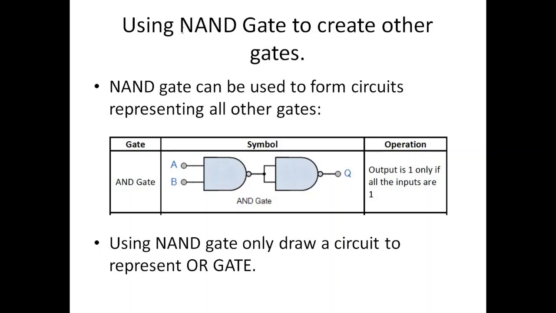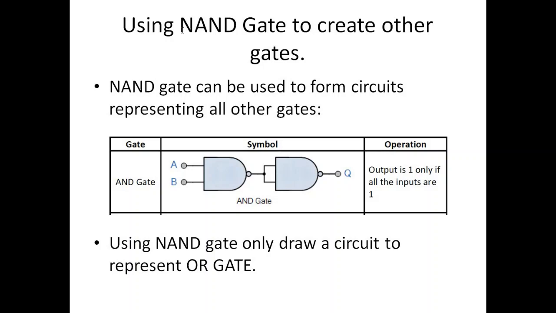Now another thing which we have in this chapter is that you can use a NAND gate in order to represent each of the primary gates, the NOT gate, the OR gate and the AND gate. And why do we do so?